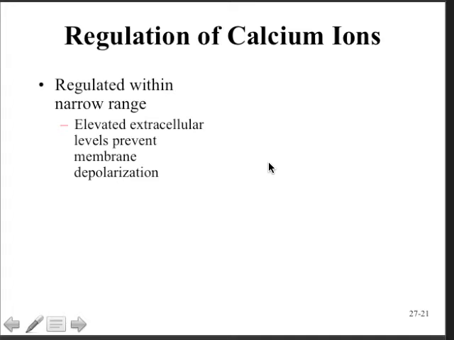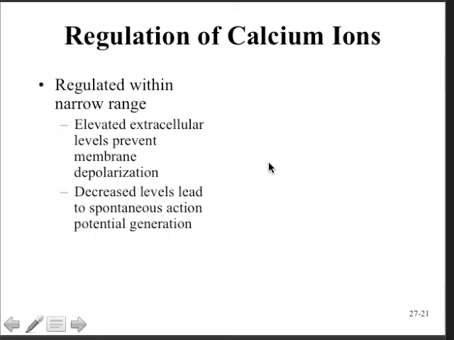As a result, if we don't keep a pretty tight lid on our calcium ion distribution, both of these processes are going to be negatively impacted. So elevated extracellular levels usually prevent membrane depolarization, while decreased levels lead to spontaneous generation of action potential. And if you think about it, remember that in normal conditions, the outside of the cell is positively charged compared to the inside of the cell. And so this completely follows, right?